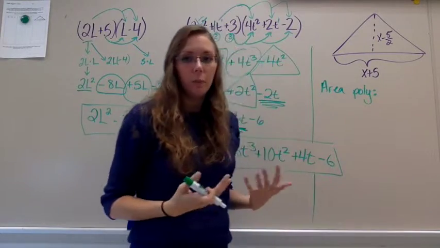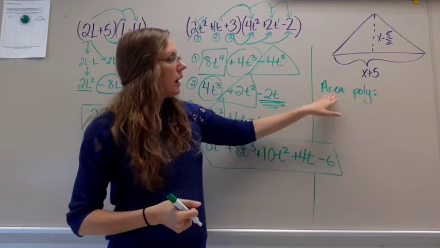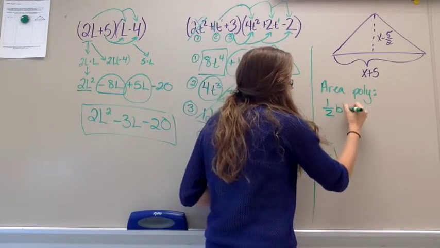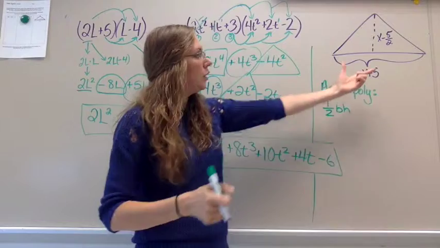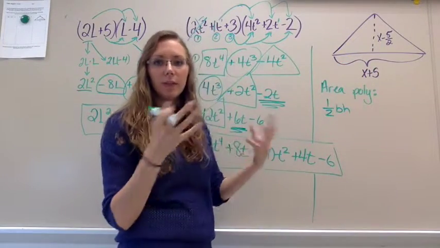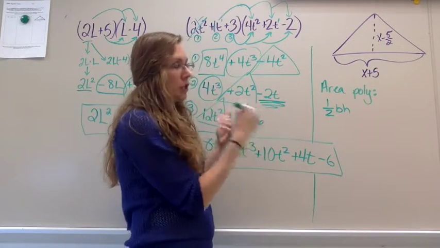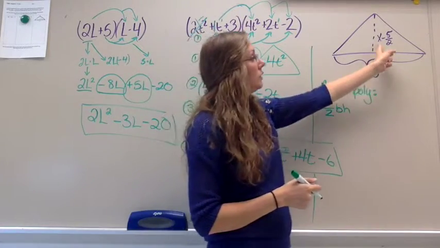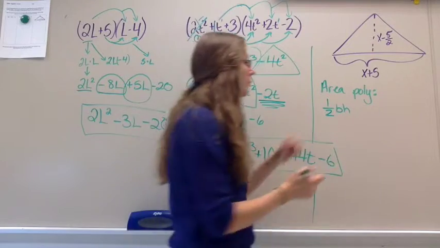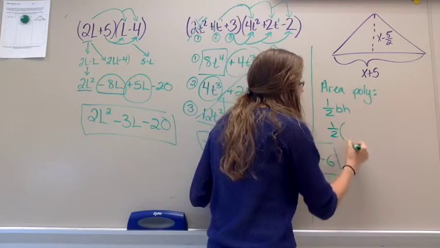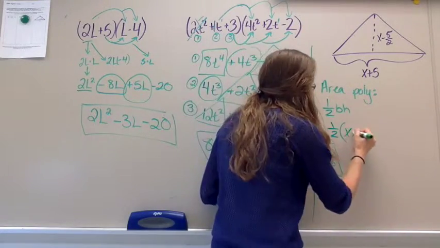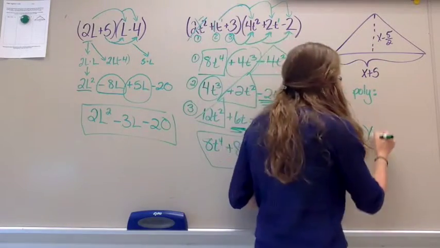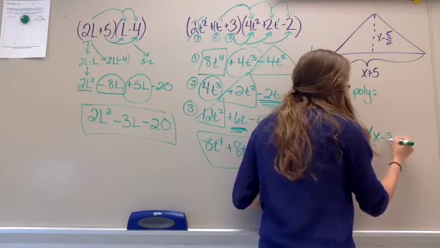you need to know a couple things. One, you obviously know what a polynomial is. You need to know the area formula for a triangle. Triangle, 1/2 base times height. Okay? I know my base here and I know my height. So I'm going to set this up first as a multiplication problem with these two binomials, 2 parts, right? So we're going to have 1/2 times my base, which is x plus 5, times my height, which is x minus 5/2.